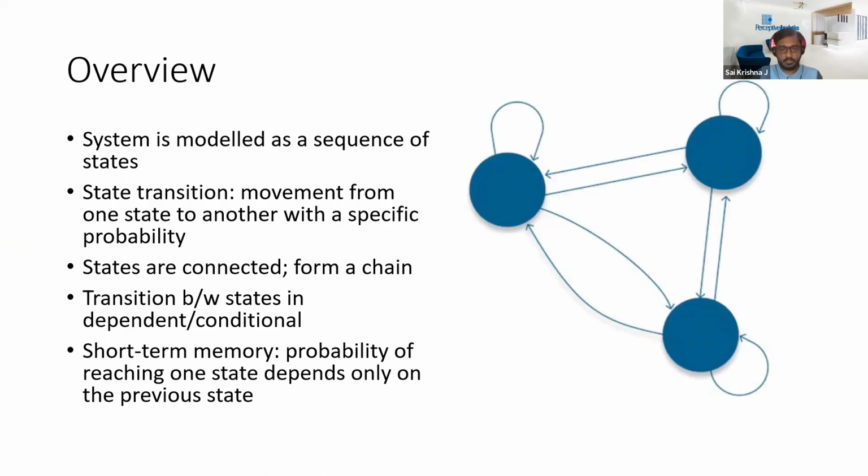So to give you an overview of the Markov chain model, this is a method to model a system. How we model the system is basically as a sequence of states. A state is nothing but a position in which the system is in at a particular point in time. Let us say the system is in state S1 at time t1, and it will go to a state S2 at time t2. That is what we call the state transition: movement from one state to another with a specific probability.